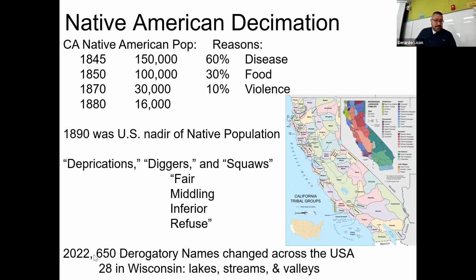And this connects to the present, where in 2022, there were 650 place names that were changed across the United States, where they had words like this in their names. 28 of them were in Wisconsin, including lakes, streams, and valleys that were named with these derogatory terms towards Native Americans. Again, just a couple of years ago.